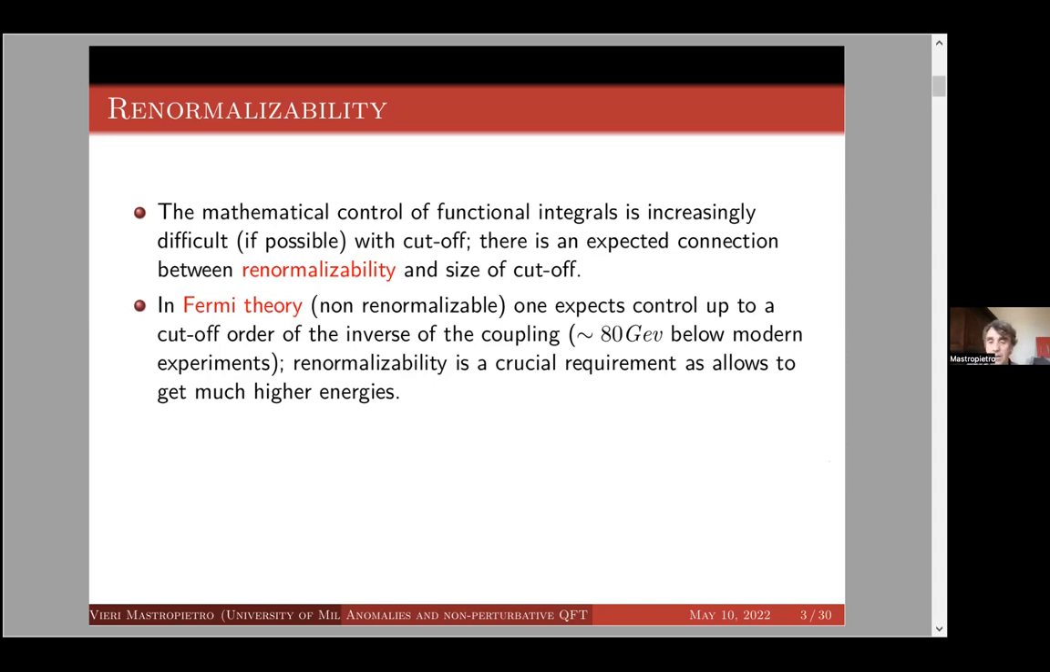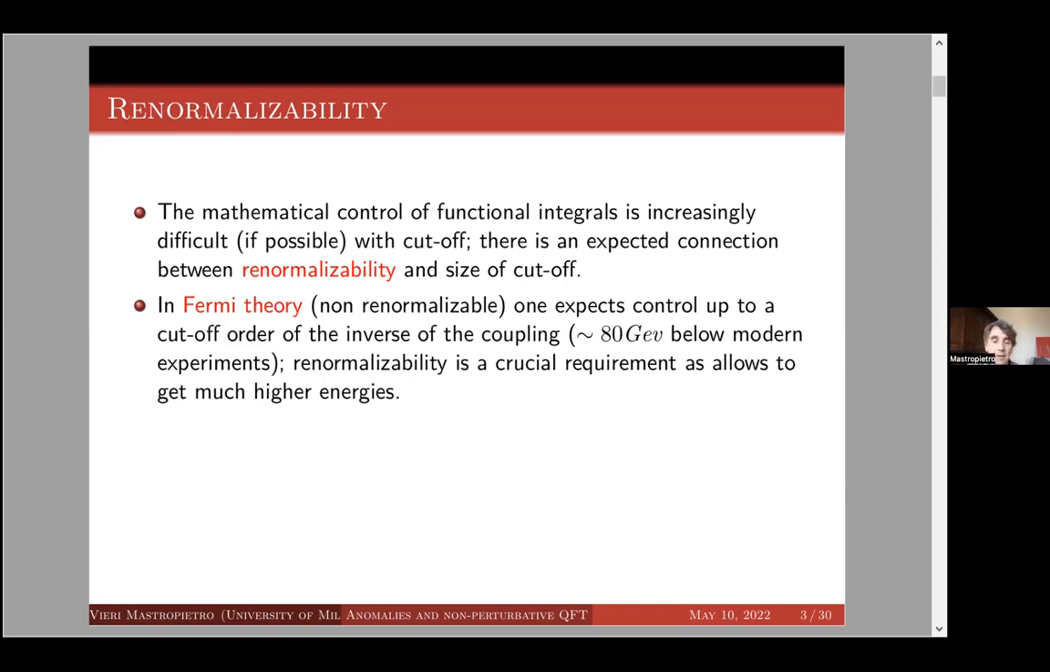This means something like at most 80 GeV, which is not bad, but it is very optimistic. Anyway, modern experiments are at much higher energies. So if you really want to have an effective theory, a lattice theory, you must have much higher cutoffs. And so you need a renormalizable theory, and a renormalizable theory is exactly what is provided by the standard model, and by gauge theories.